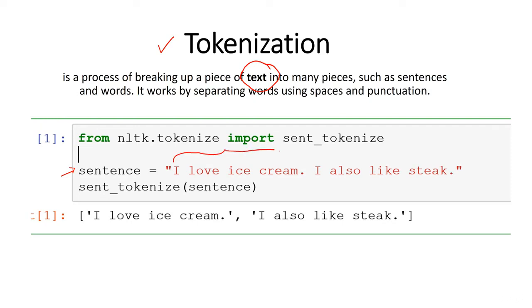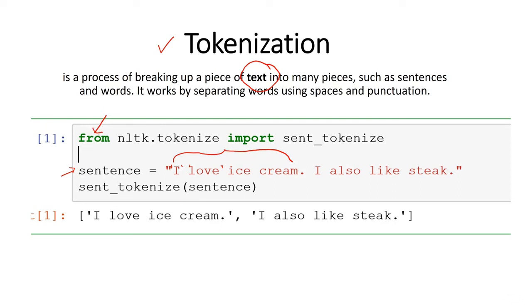We can actually also tokenize a sentence into its distinct words. All right. So tokenization is not specific to words or sentences or paragraphs. It's really just the process of breaking up text into different structures. All right. Let's talk about the code.